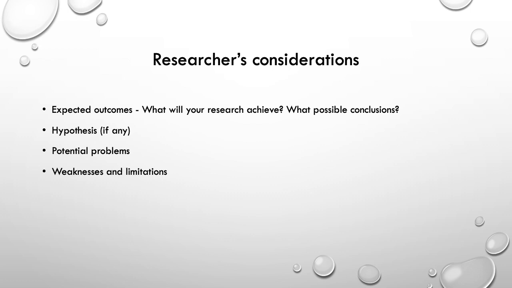Researchers' considerations, your expected outcome. For researchers, before they start any research, they should have a rough idea or prediction of how their research will turn out. So in your case, you will indicate what you think your research would achieve and what might be some possible conclusions and arguments that you can make. Hypothesis, if you have a hypothesis, then you need to give a reason.